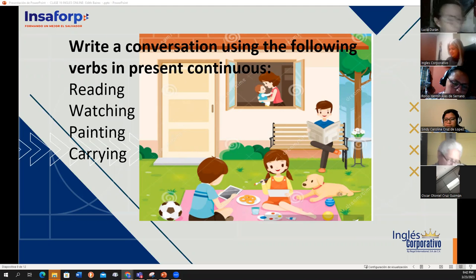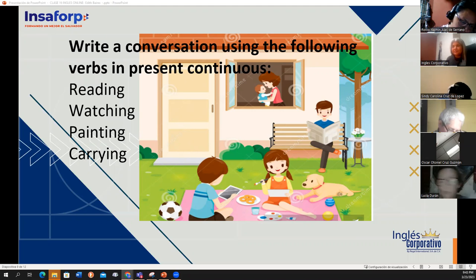Okay, Lucia? Hice un pequeñito diálogo. El contexto es de que el vecino llega a preguntar a la familia. Hi, neighbor. What are you doing? Hi. My husband is reading. Robert is watching his baby. Maggie is painting her homework. And I am carrying my baby. Okay. Very good. Thank you so much. That was good, Lucia.